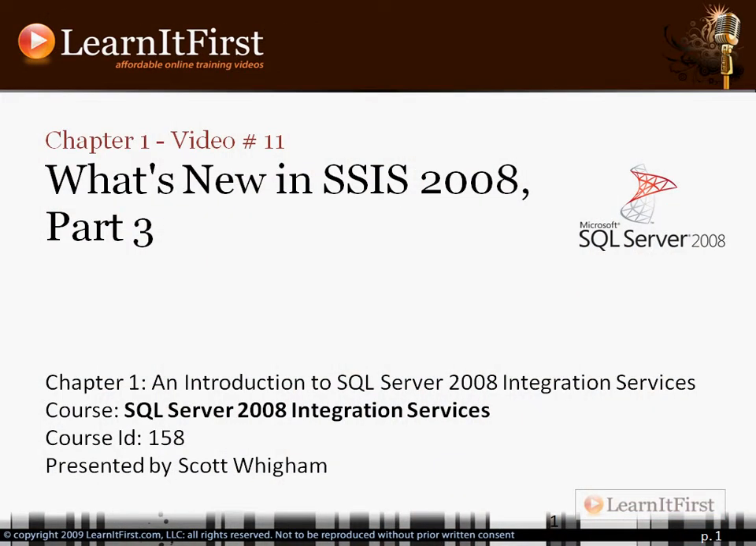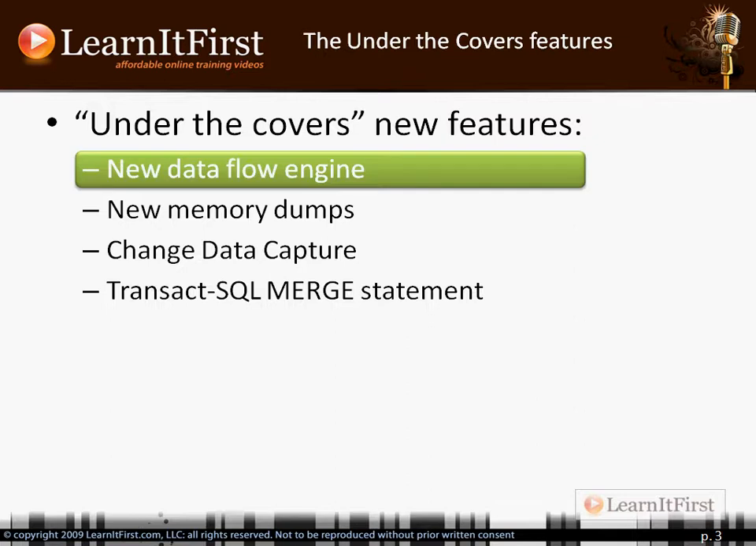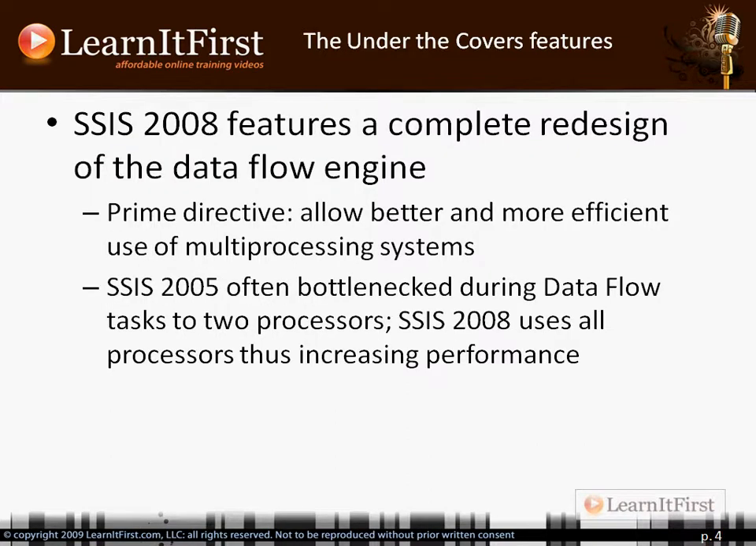Okay, our final What's New video is going to be a little technical. We're going to cover these four under-the-cover features: the new data flow engine, memory dumps, change data capture, and the merge statement. But it's not going to be great and exciting or anything. It's pretty deep and technical, and we're going to cover that in depth in this chapter. Let's start with the data flow engine here.